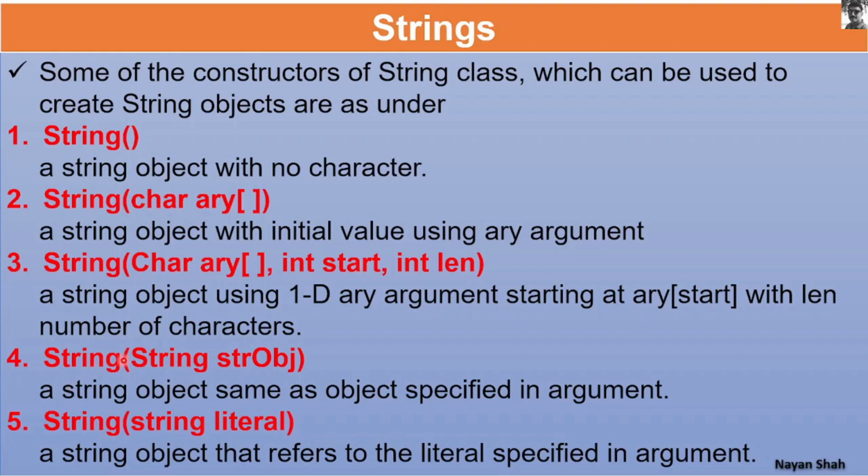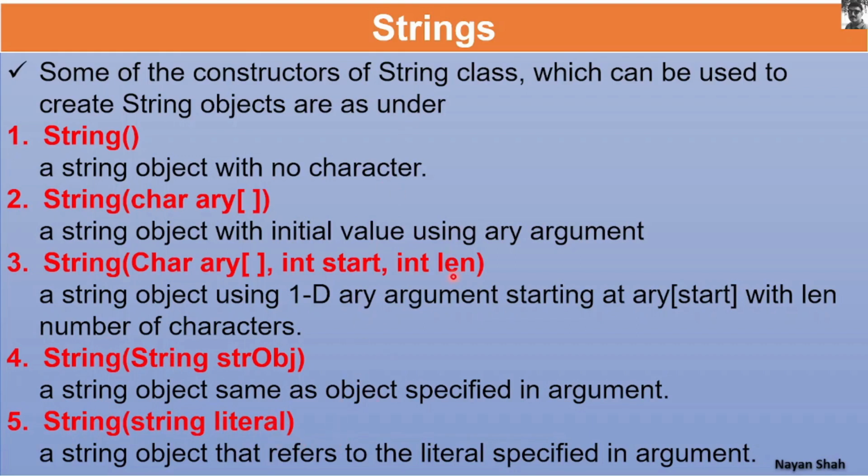The fourth method to create a string object is just by specifying another string object name. It will create an exact duplicate string object. Fifth method, we directly write a string literal, that is, we write the string itself within the brackets, within inverted commas.